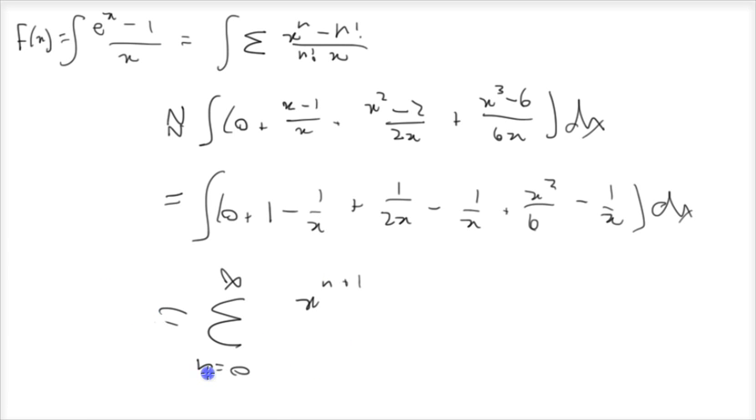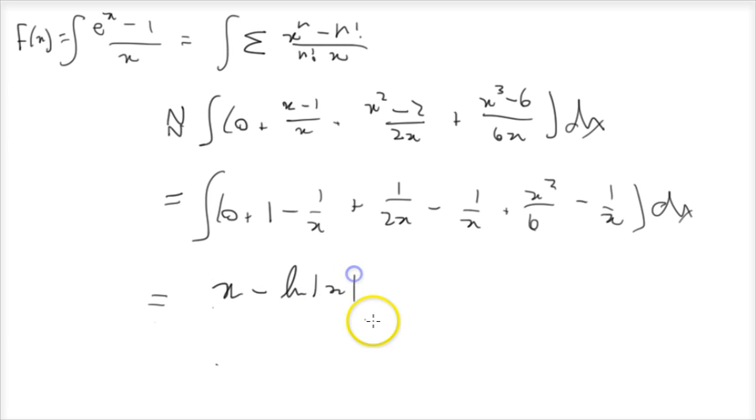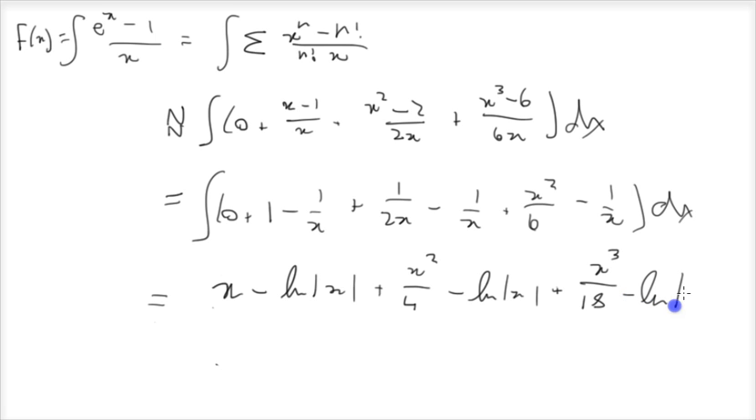Let's integrate first real quick. But yeah, we're not writing the series for what's inside here. We've already done that. First, we want to find the series of what's being integrated. So let's integrate, and we'll get x minus the natural log of the absolute value of x plus x squared over 4 minus the natural log of the absolute value of x plus x cubed over 18 minus the natural log of the absolute value of x.